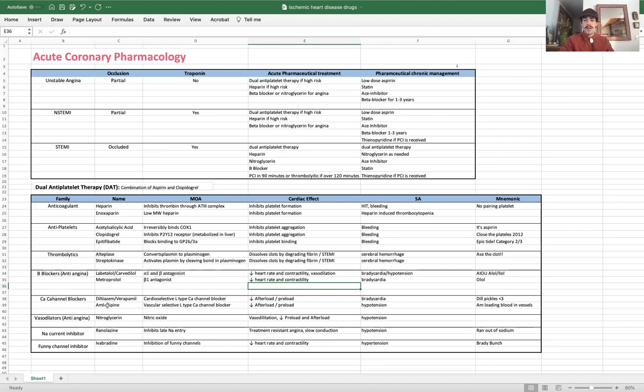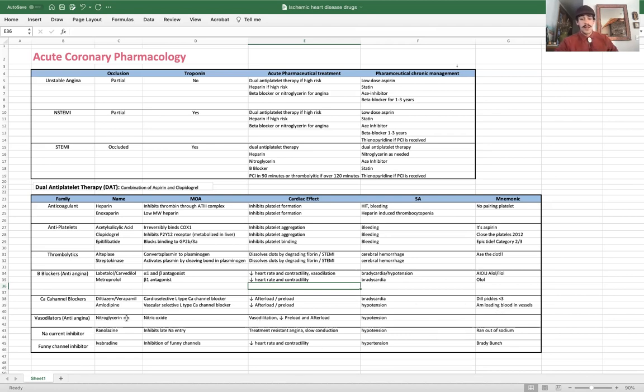These aren't used as common, but they can be used. These vasodilate, these decrease afterload and preload, which then will alleviate angina. We've got some fun mnemonics here, folks. First one, I love dill pickles. Dill pickles, Diltiazem. We use this. It's a cardioselective L-type calcium channel blocker, and we will use this to alleviate angina in particular cases. And then the other one is Amlodipine. I am loading blood in the vessels. We're getting vasodilatation. We're decreasing afterload. We're decreasing preload, and therefore we are decreasing angina.